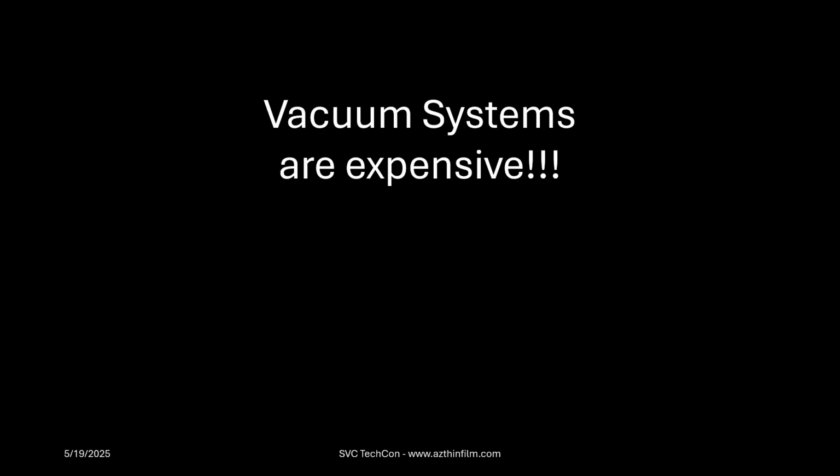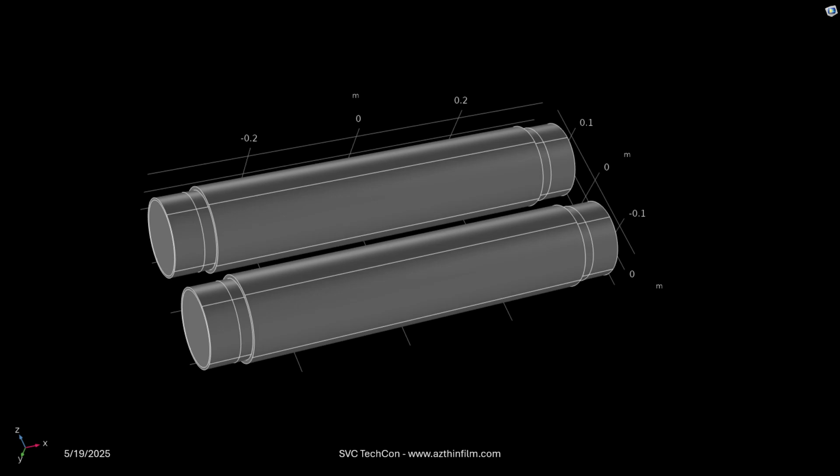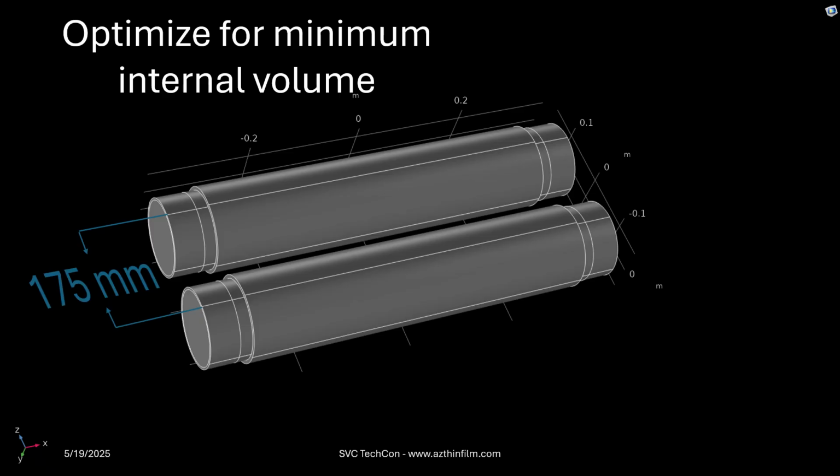And vacuum systems are expensive. Target materials are expensive. Everything around making thin films is expensive. So, smaller is cheaper. Capital equipment, if it can be smaller, is less material and lower cost. So how can we get there? Can we move the targets closer together? Can we go from that 200 millimeter spacing to 175?